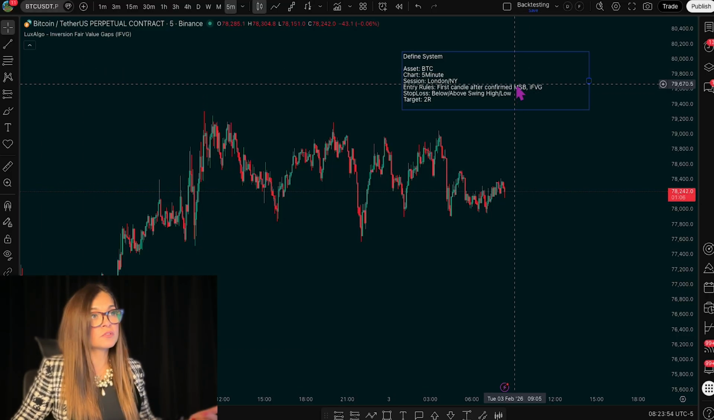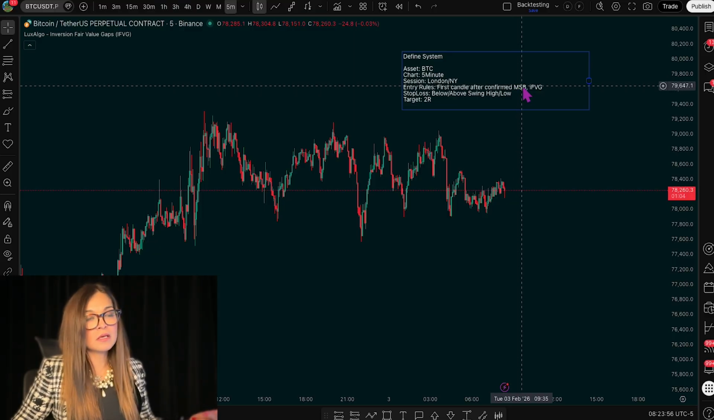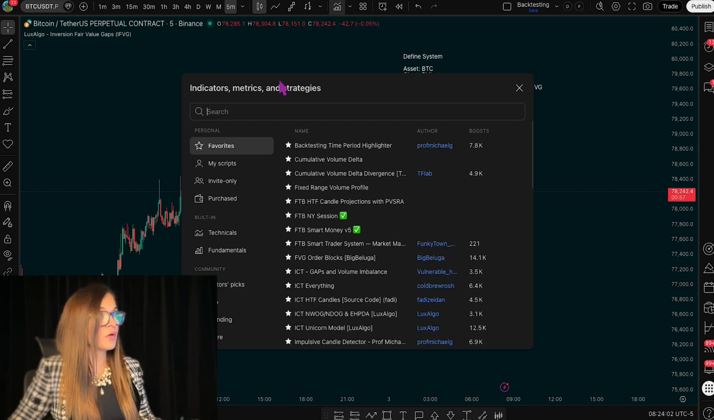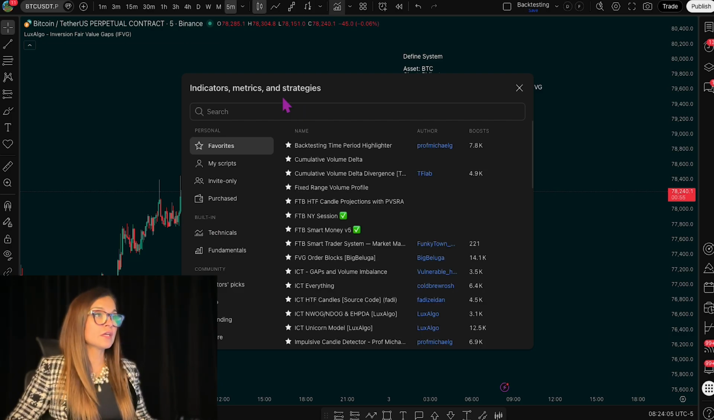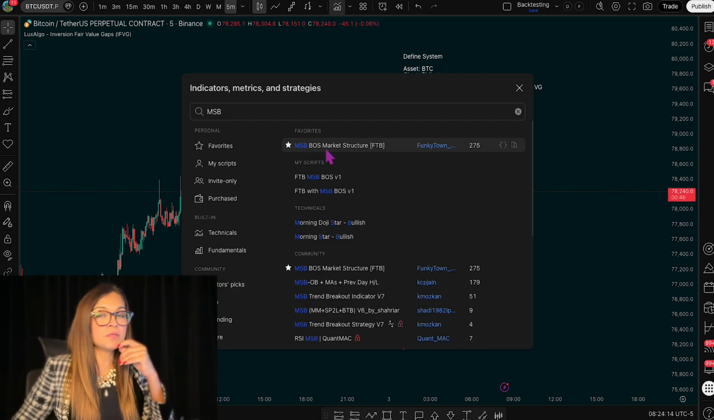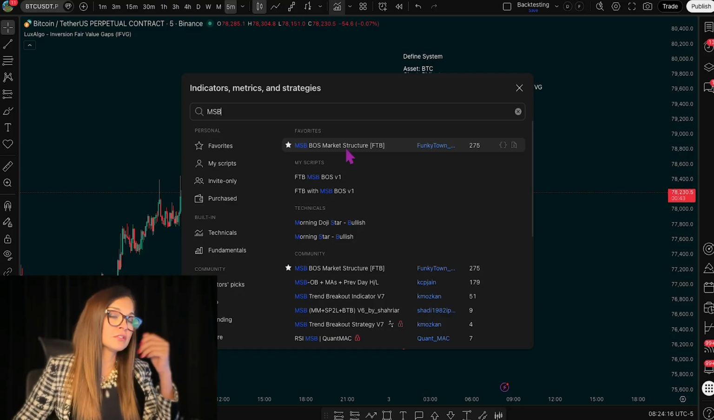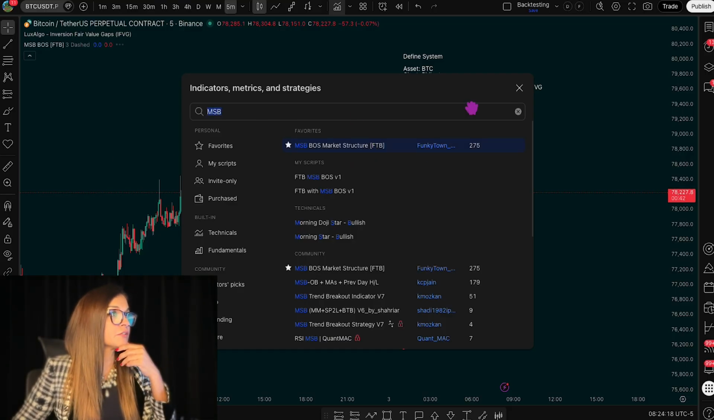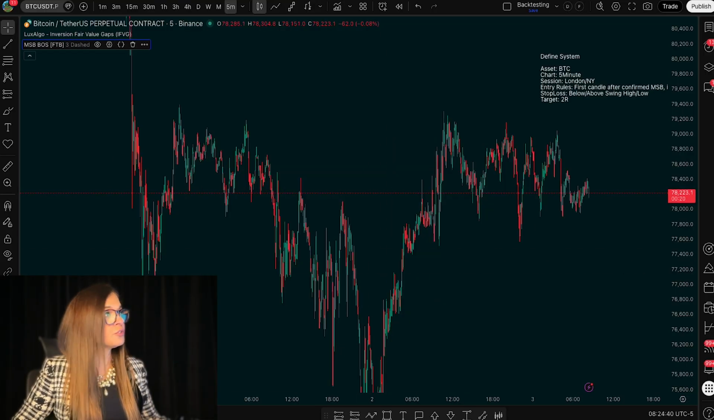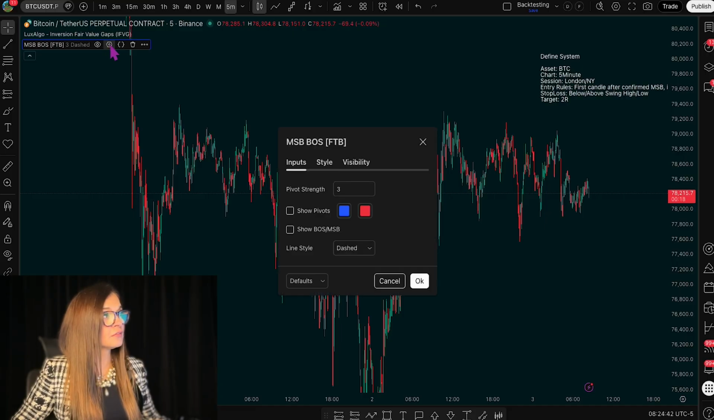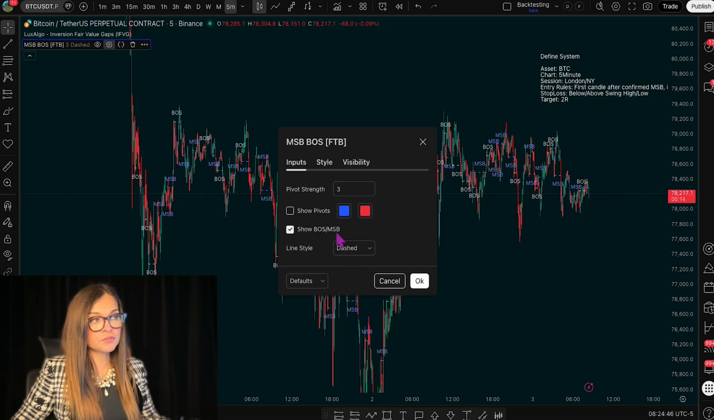If you would also like, I've created an MSB, or market structure break, indicator. You're definitely welcome to use it if you feel like it. It's the MSB BOS, break of structure, market structure. So let's add it here just in case. You have to go into settings over here, and here, show BOS, break of structure, or market structure break.